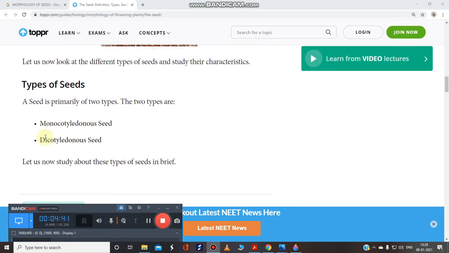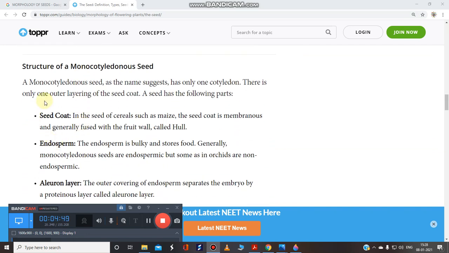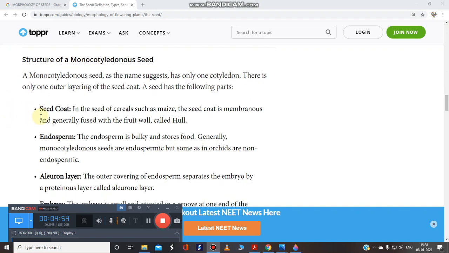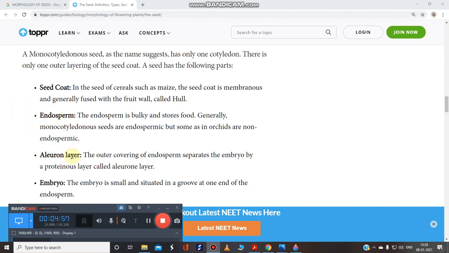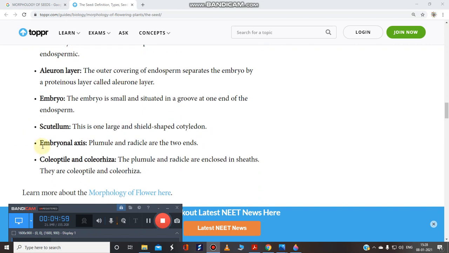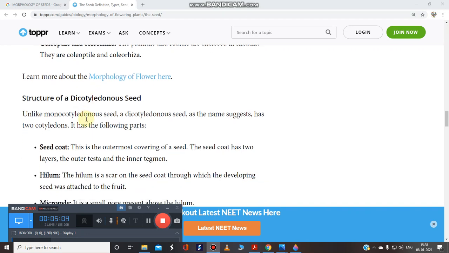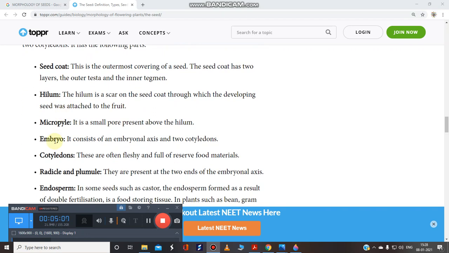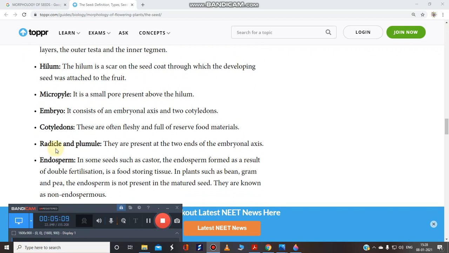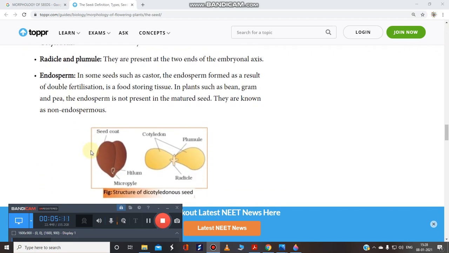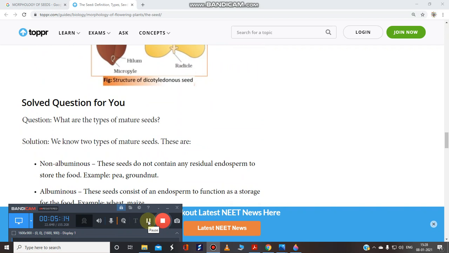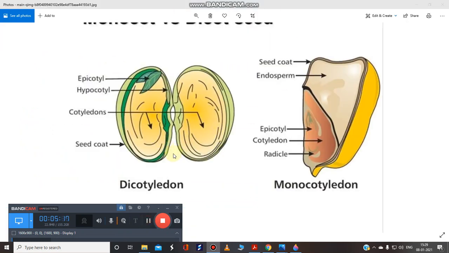So let's start. Different types of seeds are there: dicotyledonous and monocotyledonous seeds. There are different structures of the monocotyledon seed. The monocot seed has a seed coat, endosperm, aleurone layer and an embryo along with the embryonal axis and coleoptile. The dicot seed has a seed coat, hilum, micropyle, embryo, cotyledons, radicle, and endosperm. Let me show you the structure. It will clear all your doubts. So this is the dicot seed.